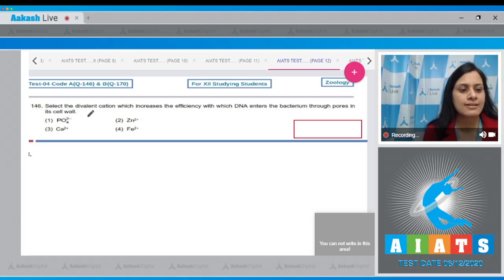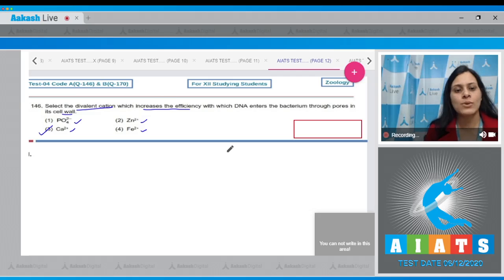Question number 146. Select the divalent cation which increases the efficiency with which DNA enters the bacterium through pores in its cell wall. The options given are phosphate ions, zinc ions, calcium ions, and iron ions. And the correct answer to this question is calcium ions.